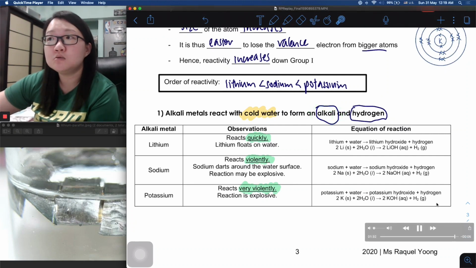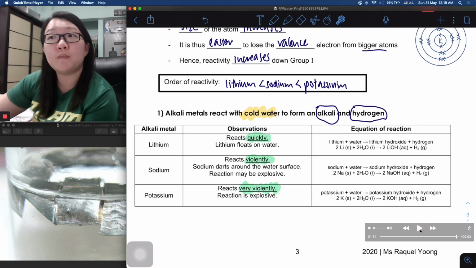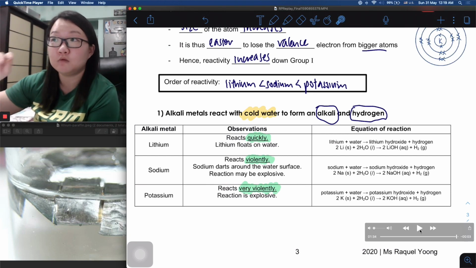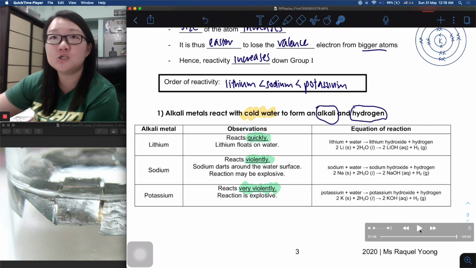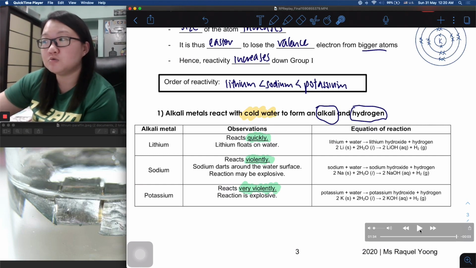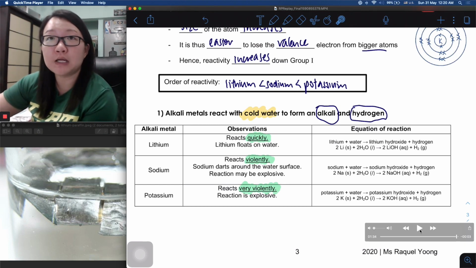Okay, so yeah, alkali metals. So basically you need to remember, it will react with cold water. You don't even need to supply any heat to it, right? Remember, certain reactions, you need to give it heat energy to kickstart the reaction, to have the energy to even start to react. Such as, for instance, you supply heat via a Bunsen burner, but for alkali metals, because it's so reactive, it can even react with cold water. Okay, and it always forms alkali and hydrogen gas.